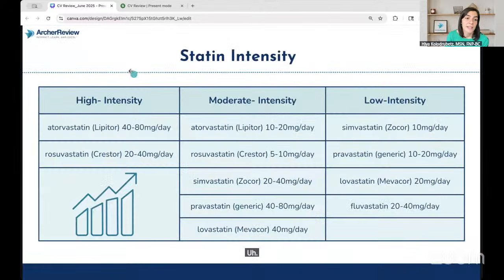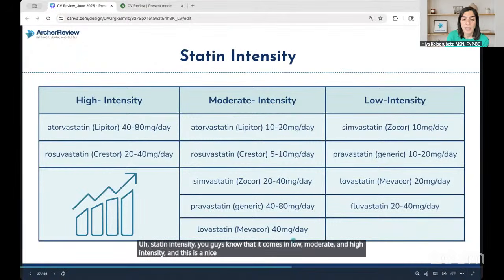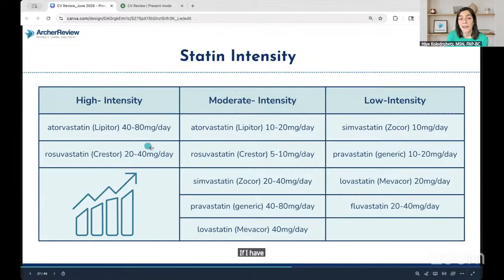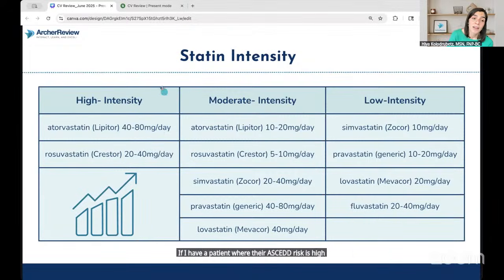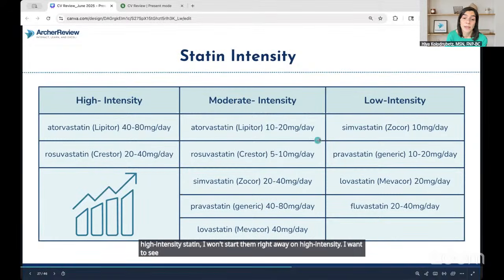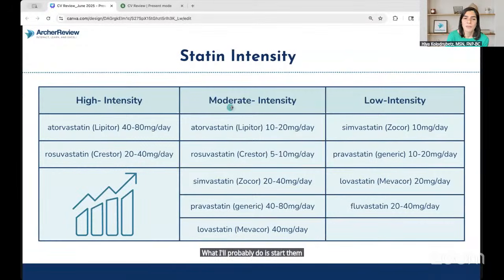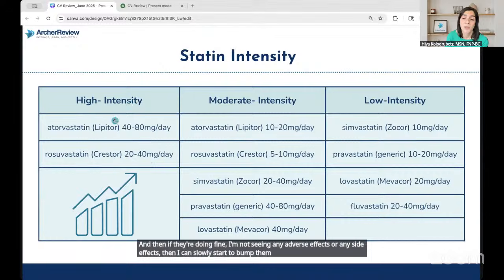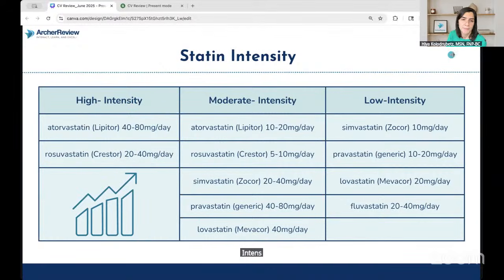Statin intensity, you guys know that it comes in low, moderate, and high intensity. And this is a nice little chart summarizing all that. If I have a patient where their ASCVD risk is high and I need to get them on a high intensity statin, I won't start them right away on high intensity. I want to see how they're going to do, especially if they've never been on a statin before. What I'll probably do is start them on Crestor 5, which is moderate. And patients love those low numbers because they think they're taking like a little baby dose of something. And then if they're doing fine, I'm not seeing any adverse effects or any side effects, then I can slowly start to bump them up and get them to that high intensity in a couple of weeks.